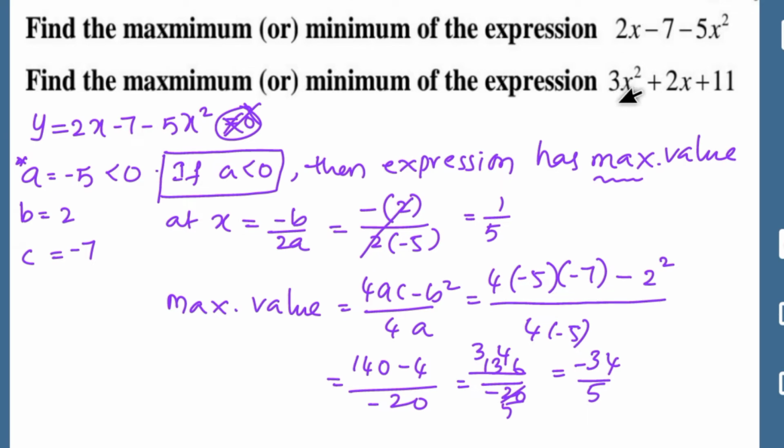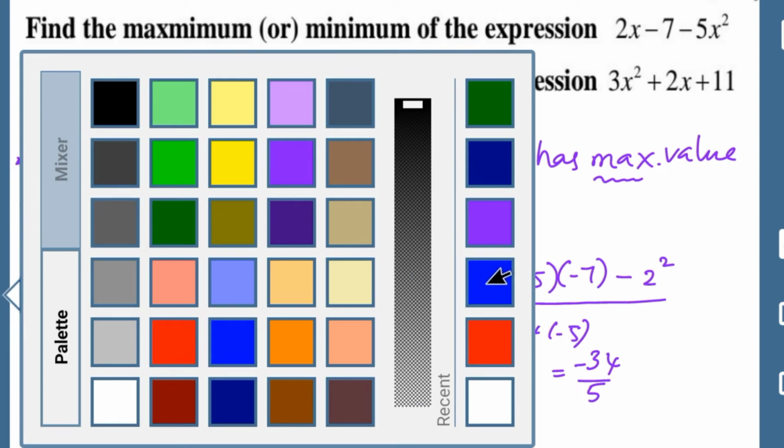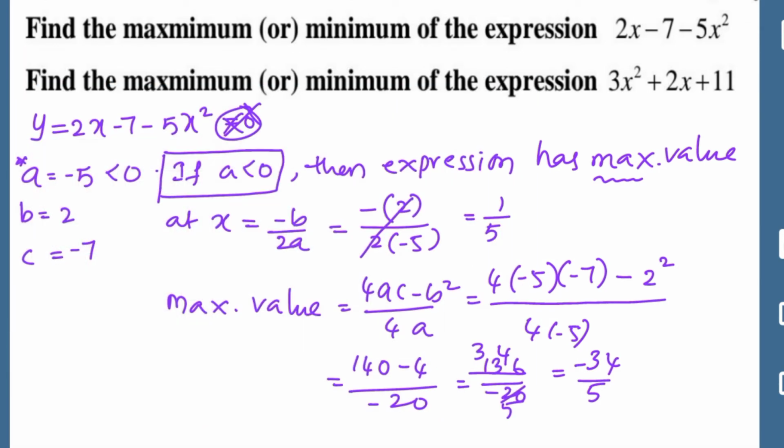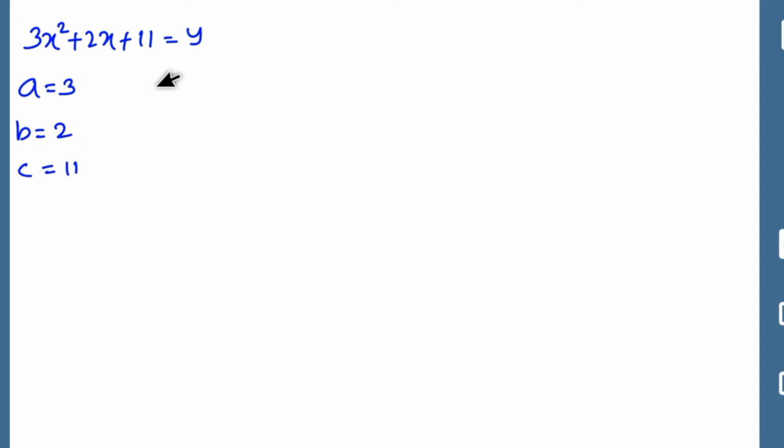What is the question? 3x square plus 2x plus 11. So next question, 3x square plus 2x plus 11. This is the expression. Consider it equals y. What is the a value? A equals 3, b value 2, c value 11. So what is the a value? A value is greater than 0.